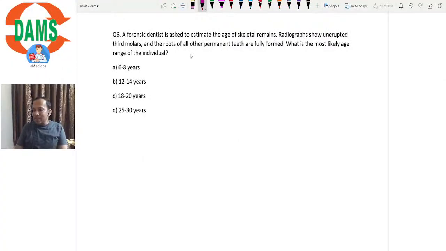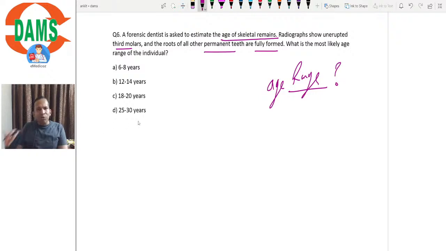A forensic dentist is asked to estimate the age of a skeletal remain. Radiographs show unerupted third molars, and the roots of all other permanent teeth are fully formed. What is the most likely age range of this individual? Options are 6 to 8 years, 12 to 14 years, 18 to 20 years and 25 to 30 years. I think this question is a bit easy, isn't it? You can answer it. Would you like to attempt what the age range will be?